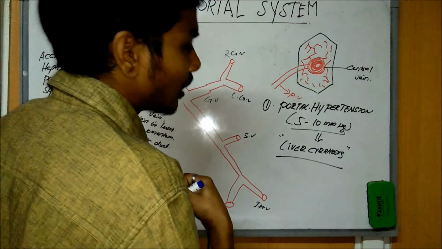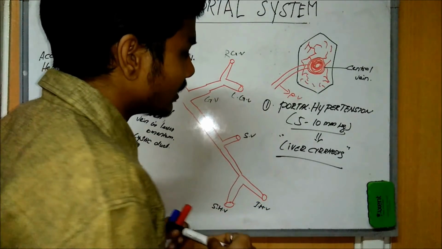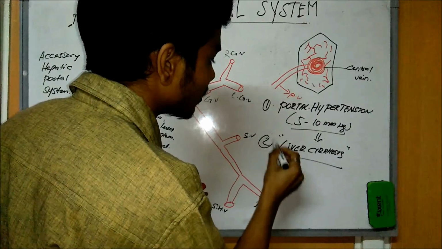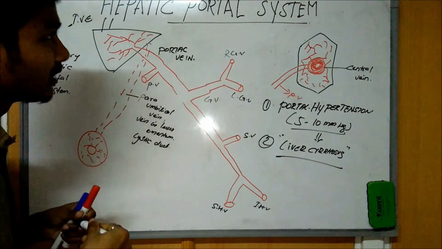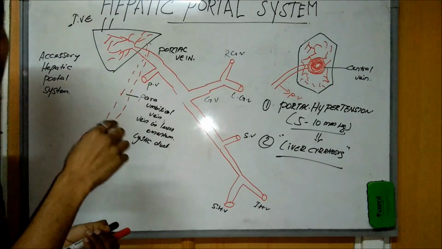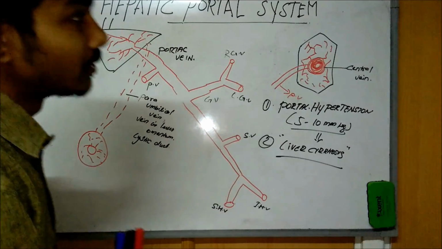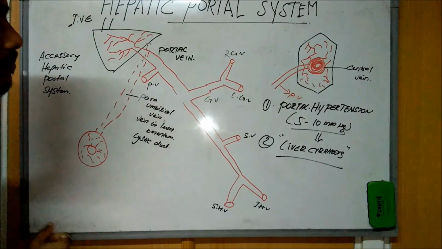So mainly portal hypertension, liver cirrhosis, and any other infections which are present in the portal vein will lead to disturbance in the hepatic portal system. So these are the clinical aspects which are related to the hepatic portal system.